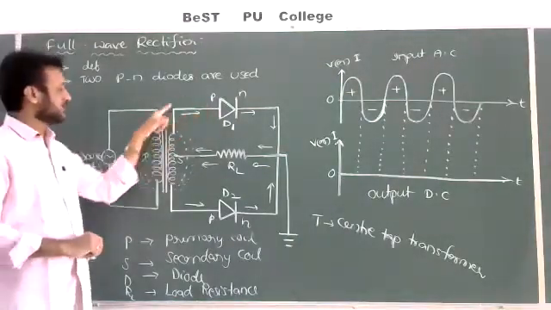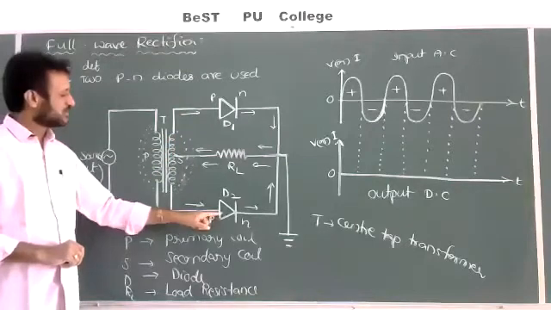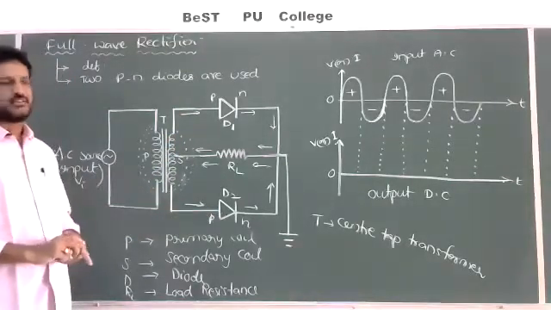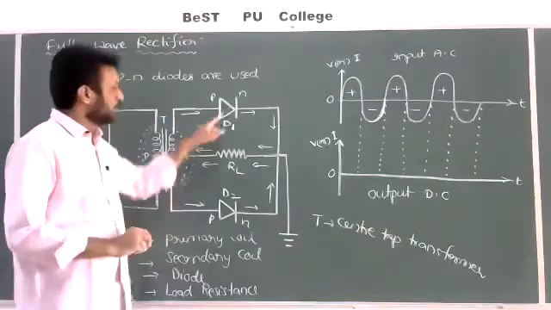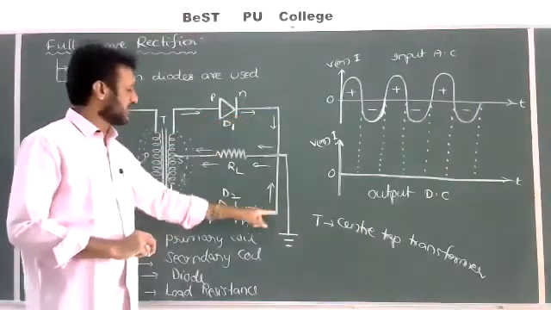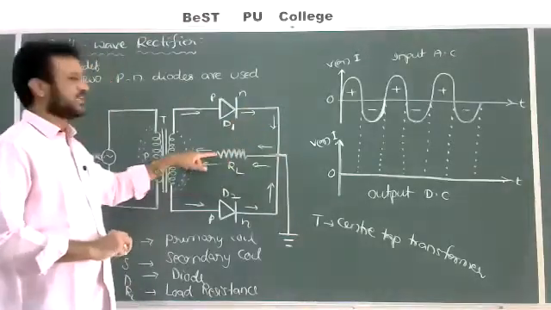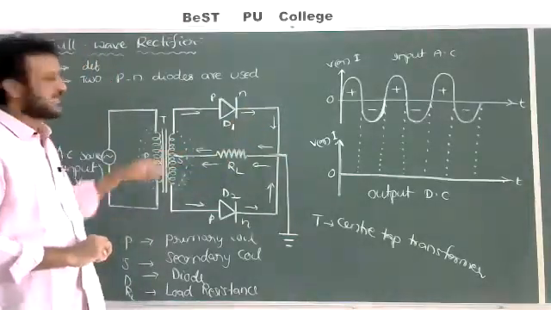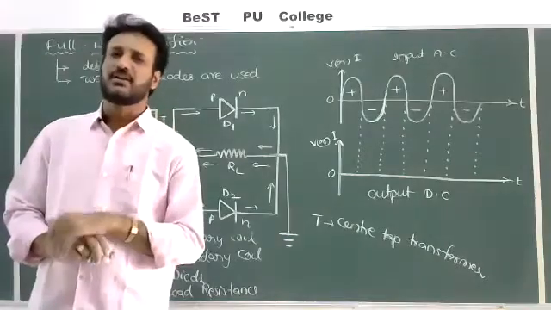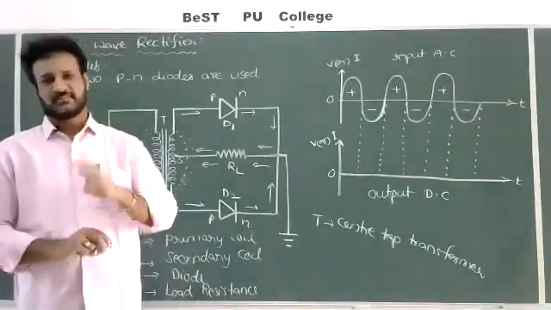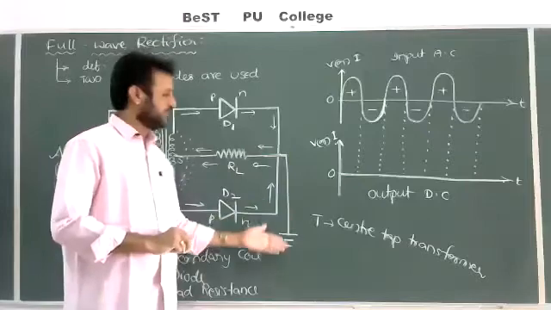So P side connected to the secondary coil. Here also P side connected to the secondary coil. Now both the N sides of the diodes are connected to each other and also connected to the load resistance. But this load resistance is connected to the center of the secondary coil, which is called a center tap, nothing but that. And this will be connected to the ground.